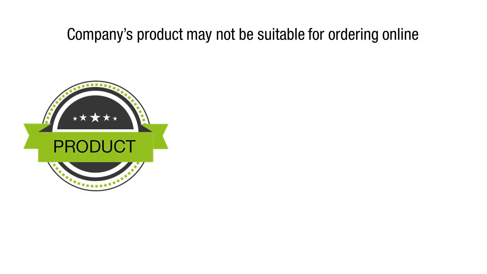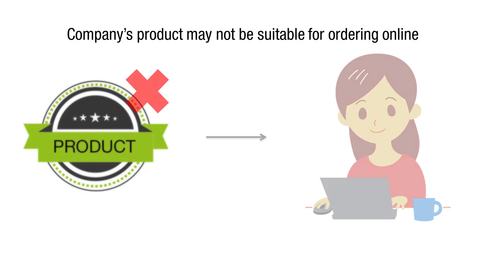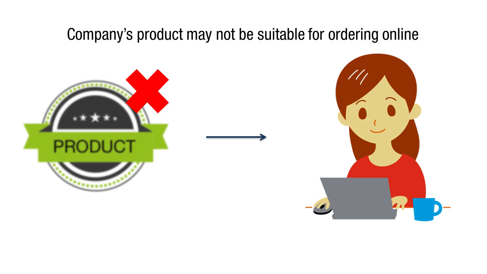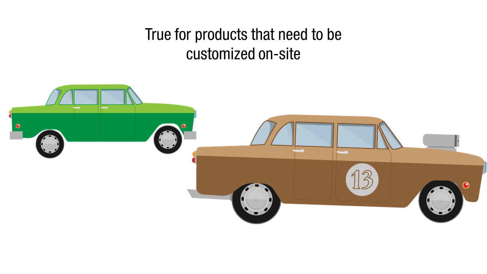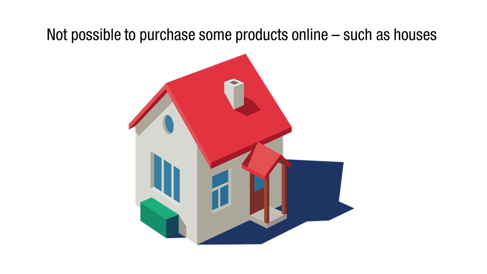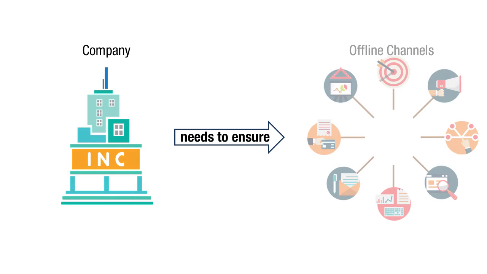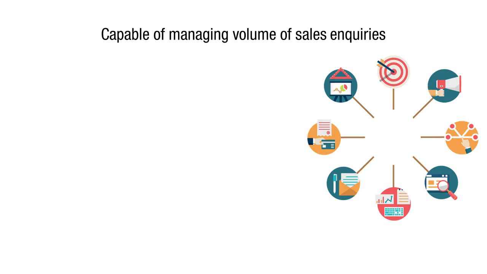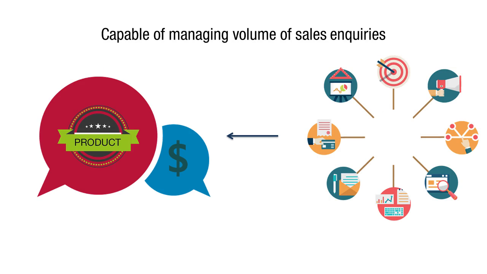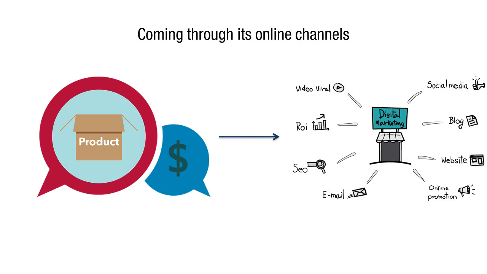The company's product may not be suitable for ordering online. This is especially true for products that need to be customized on-site. It's not possible to purchase some products, such as houses, online. In such cases, a company needs to ensure that its offline channels are capable of managing the volume of sales inquiries that come through its online channels.